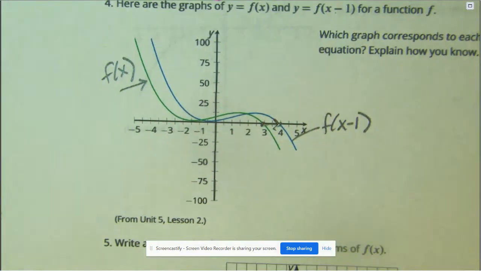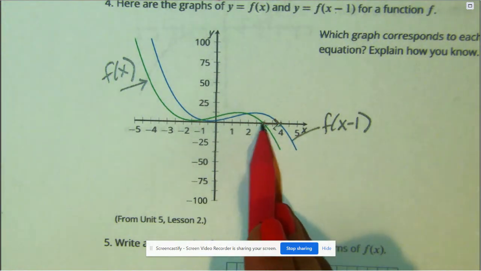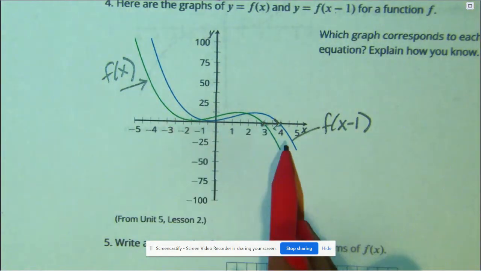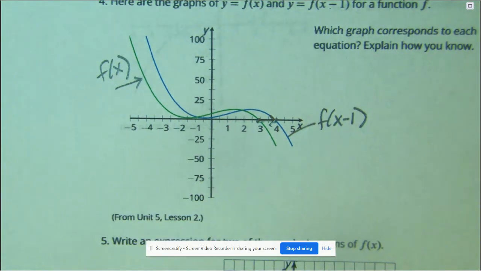I wasn't paying attention. Okay, the blue graph is the green graph shifted 1 to the right. So the blue graph is the f of x minus 1. The green graph is f of x.